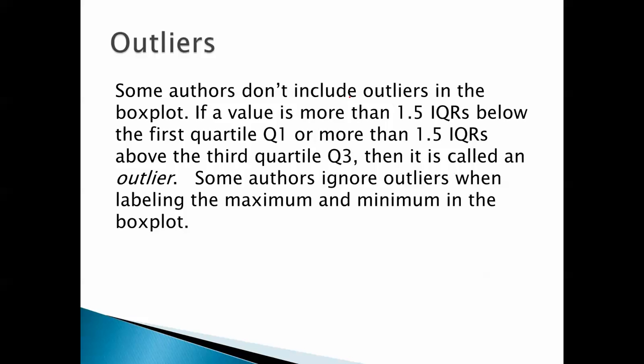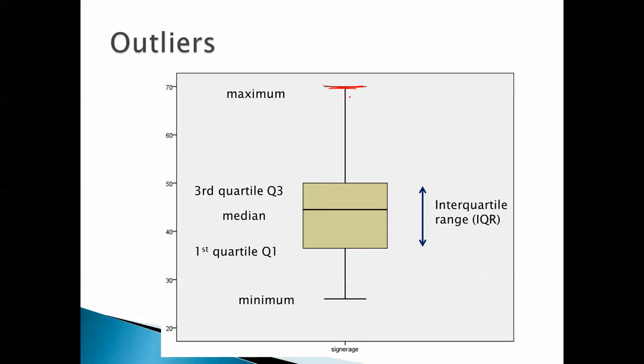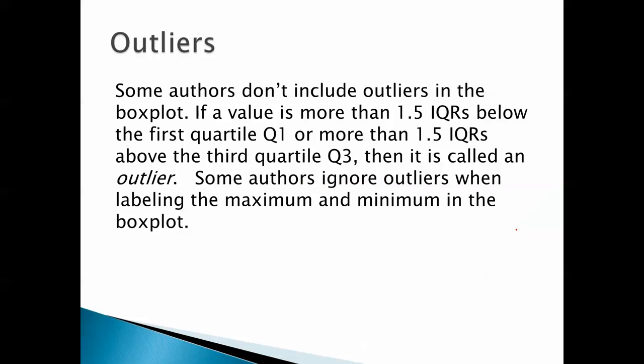Okay, so again, some authors don't include outliers in the box plot. If a value is more than 1.5 IQRs below the first quartile, Q1, let me remind you of what that is. The interquartile range is the distance from Q3 to Q1. Q3 in this case is 50, and Q1 was 36.5. So the interquartile range in this case would be the difference between those two, namely 13.5. Okay, so again, if a value is more than 1.5 IQRs below the first quartile, or more than 1.5 IQRs above the third quartile, then it is called an outlier. That's how we officially define an outlier.